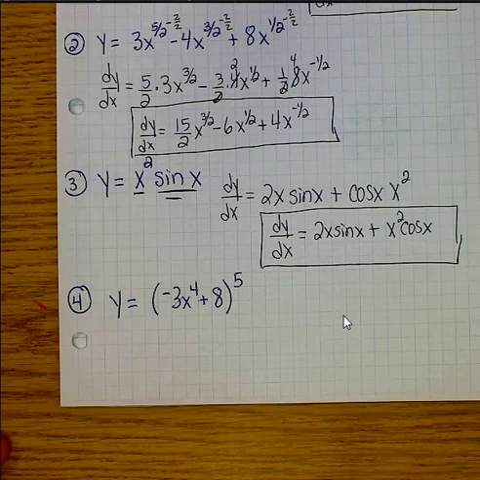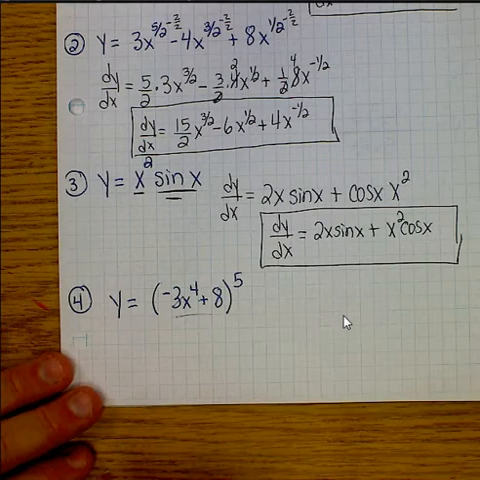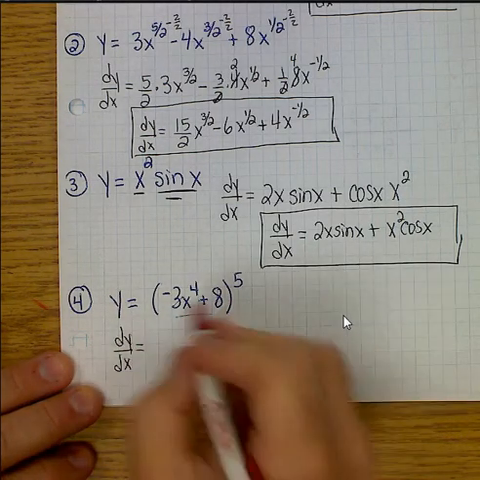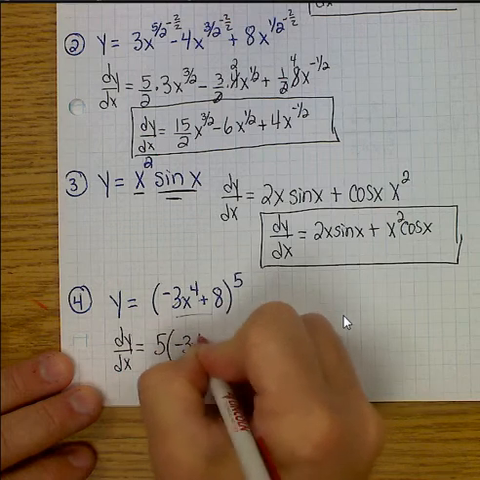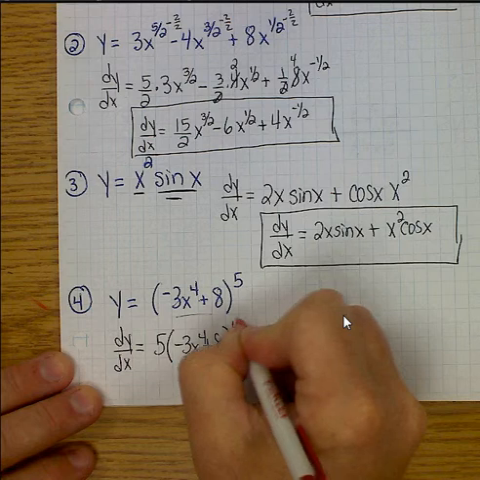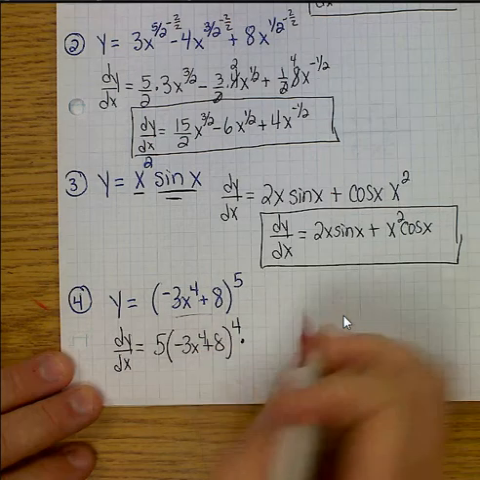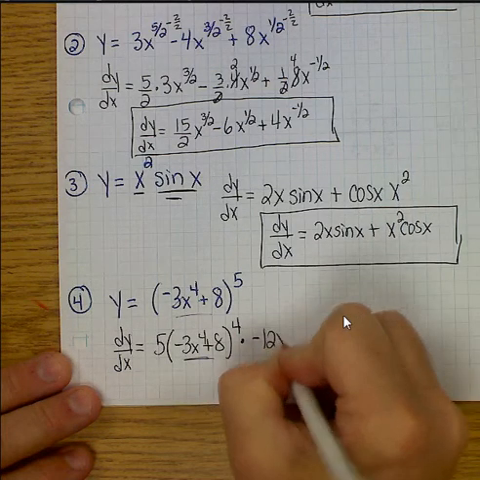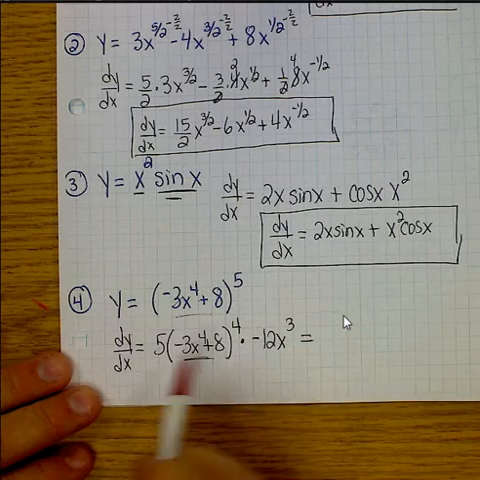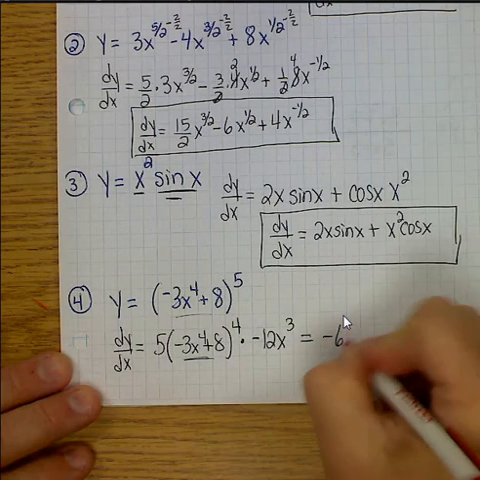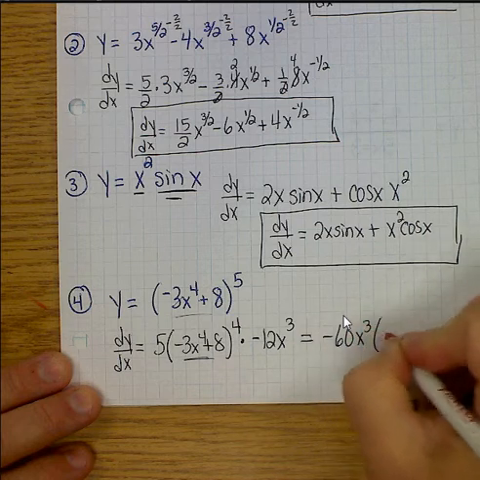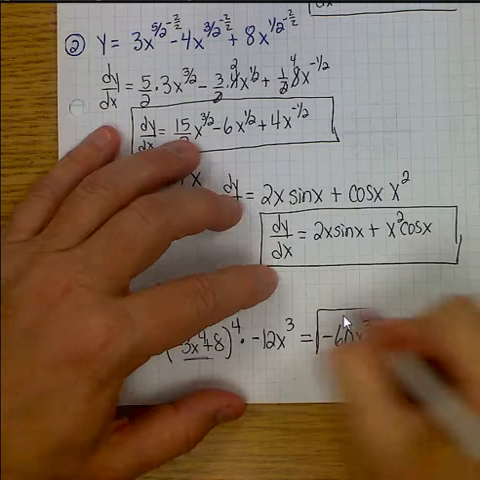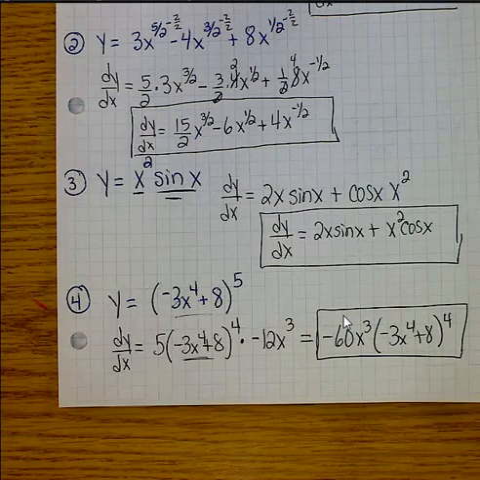In number 4, we have a chain rule. It's a power, and then we have something inside that we're going to have to take the derivative of. So dy dx is going to equal, I'm going to start with just the power. 5 drops down to the front, minus 3x to the fourth plus 8 is unchanged, to the power minus 1. So the power is now done. Then times the derivative of the inside piece, which is just going to be a negative 12x cubed. When I simplify that, this 5 and the negative 12 can multiply, so negative 60 x cubed times negative 3x to the fourth plus 8 to the fourth power. This is your final answer.